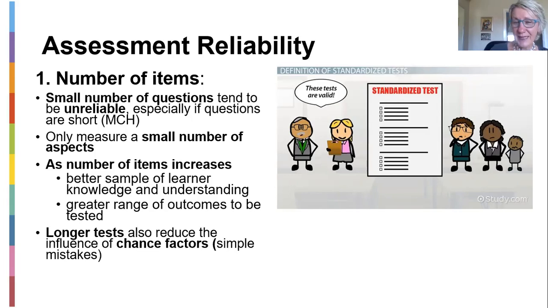The longer the test, like your long content type questions, for history and for literature, also reduces the chance factors, like simple mistakes. If they make one little mistake in a long essay question, one spelling mistake is not going to make a big difference. But if they've got shorter questions and they're making lots of mistakes, it might be a big difference to their assessment.